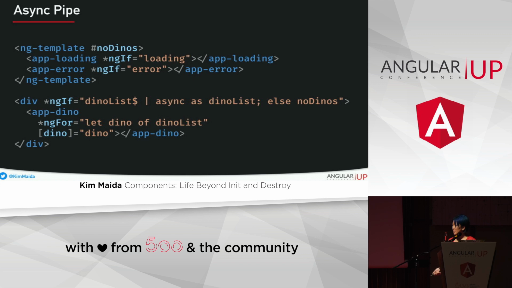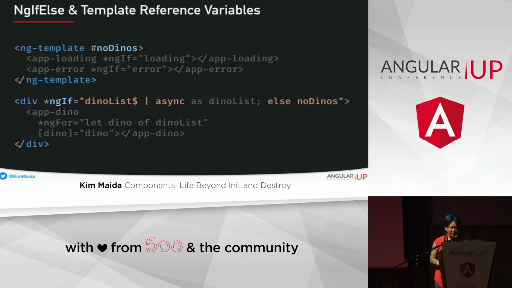And our template might then look like this. So we're going to use async pipe on our DinoList observable, and then we can loop over the data and display the list of child components. This is very similar to what we did before. But we can use ngIfElse and template reference variables in order to execute some template logic more declaratively. So we can check for the existence of async data with ngIf, and then if there is no data, we can use the else clause of ngIfElse to show a noDinos template, and this is specified using a template reference variable. And this template block contains the logic to show our loading and error messaging.